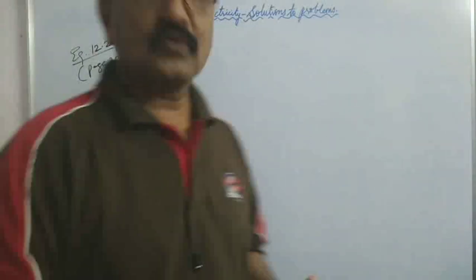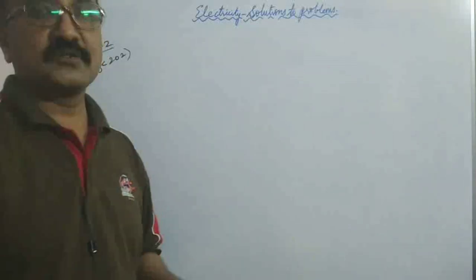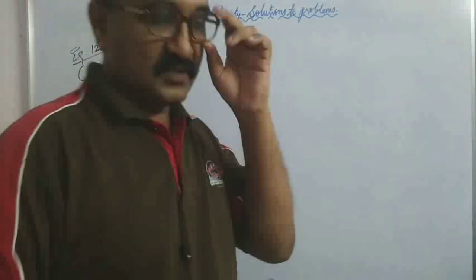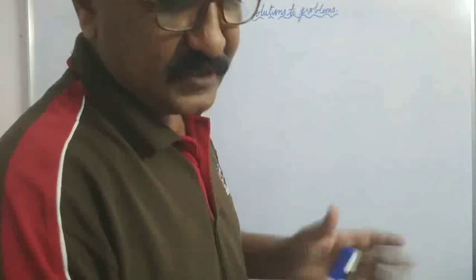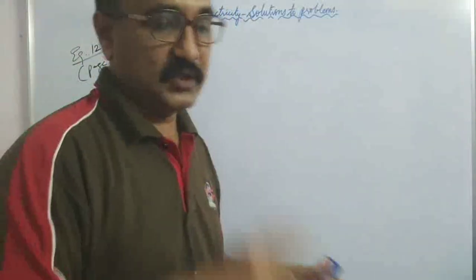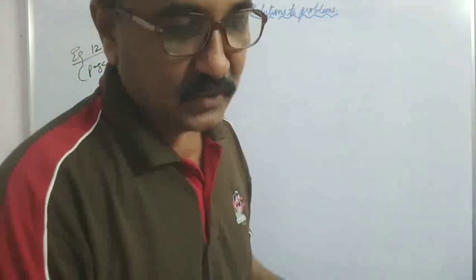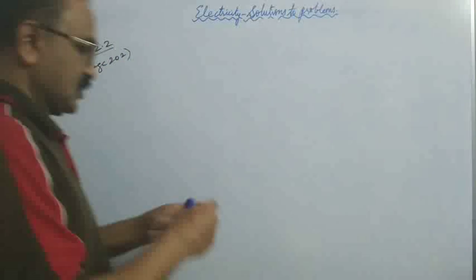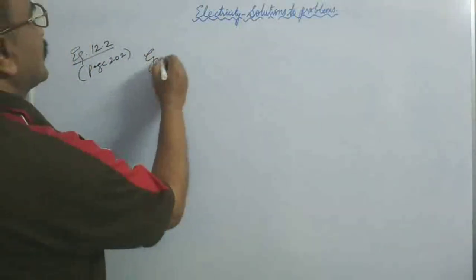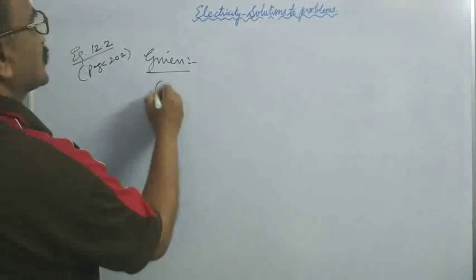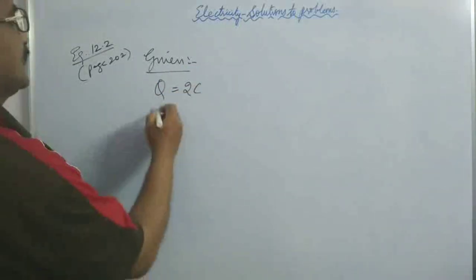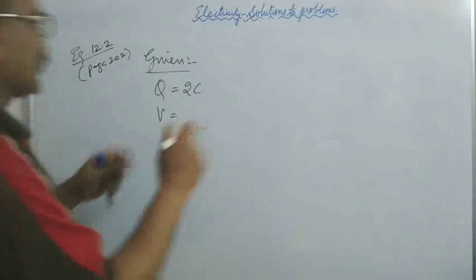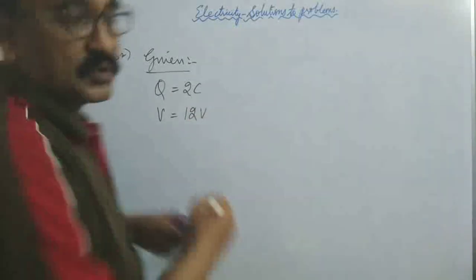Children, we are going to work some problems related to potential difference. Example 12.2, page number 202. Let us quickly read out the question. How much work is done in moving a charge of 2 coulombs across two points having a potential difference of 12 volts? What is given to us? The charge flowing is 2 coulombs, past two points having a potential difference of 12 volts.